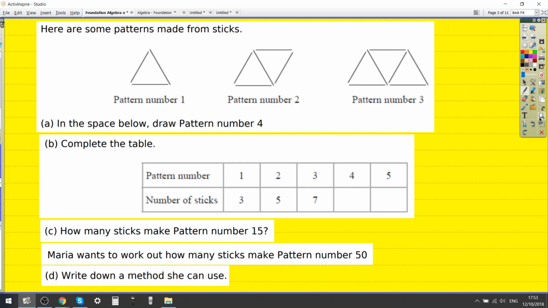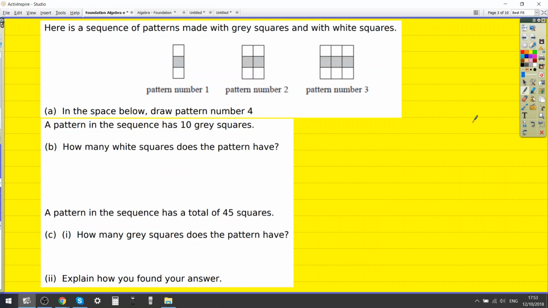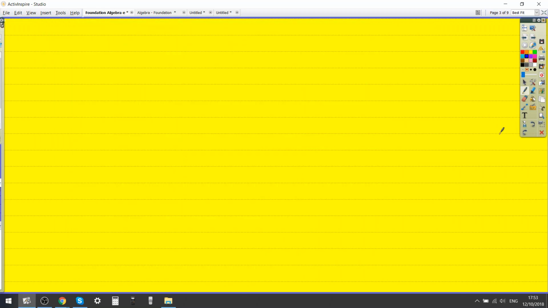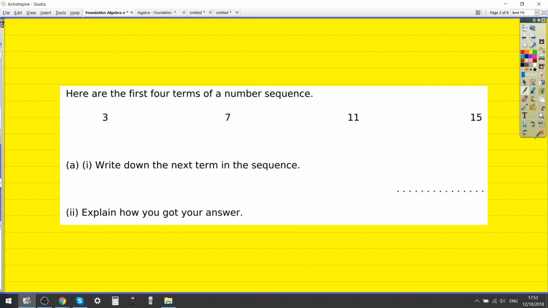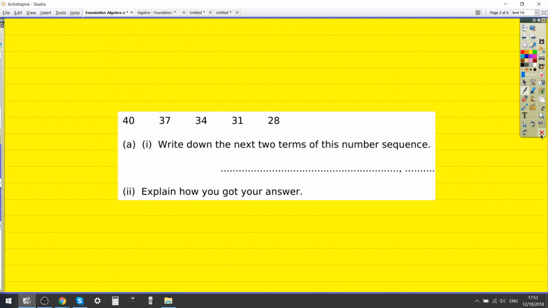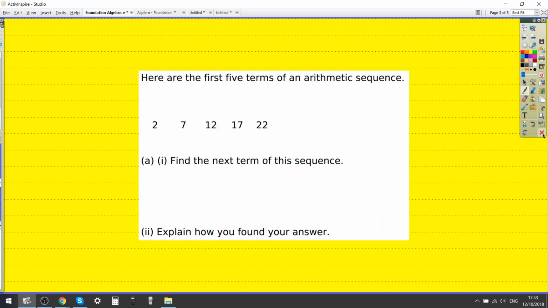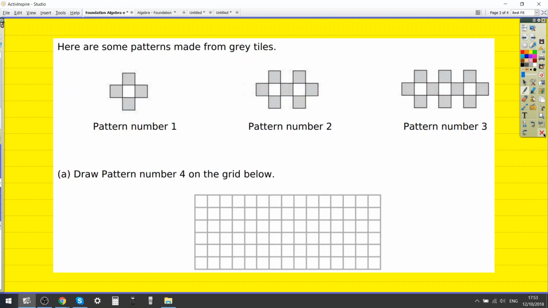This one we did. This one we did. Fine. Find the next term. Okay, how would we draw pattern 4?